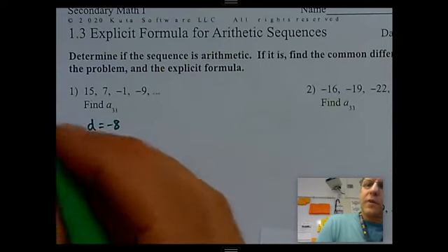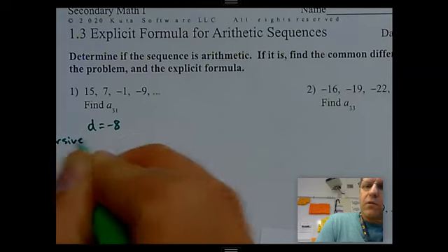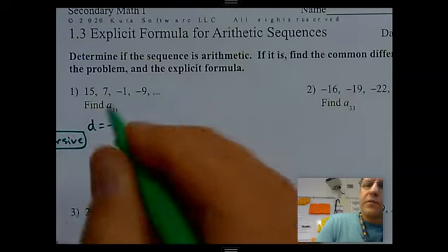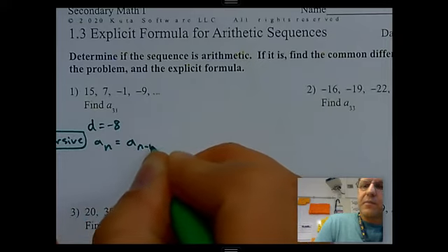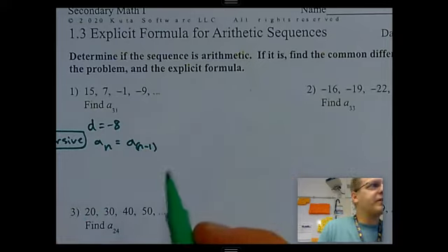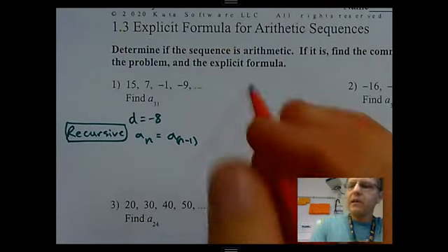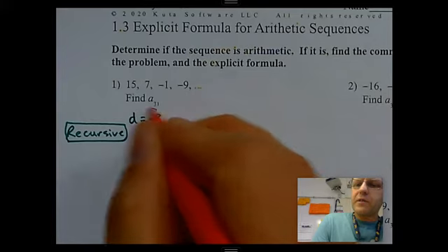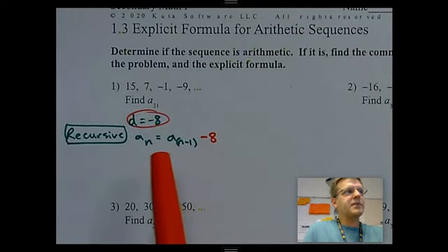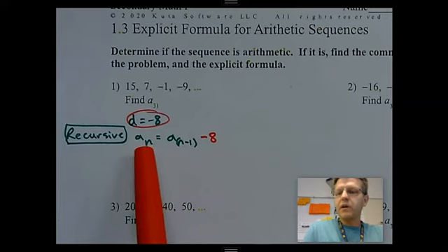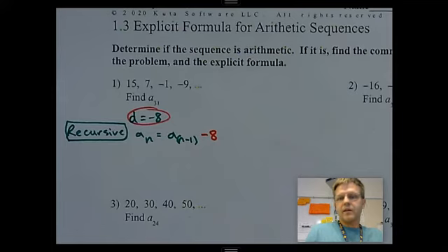So first of all, just to review, what was the recursive formula for this? a sub n is equal to a sub n minus 1. Now, the recursive formula always starts that way, and then you put your common difference, okay? So the recursive formula, if you remember from last time, says, if you want term 31, just tell me term 30, and I'll subtract 8, right?